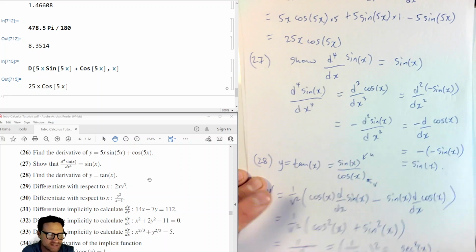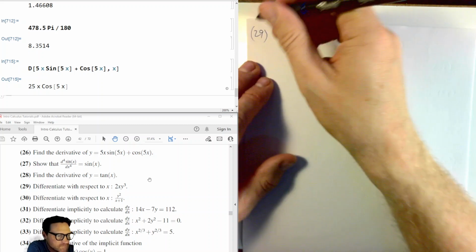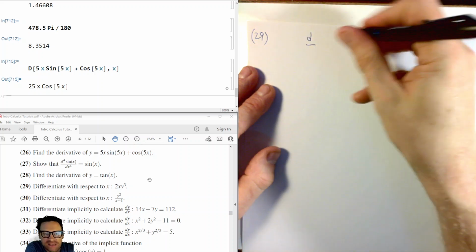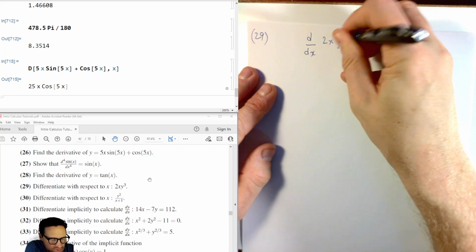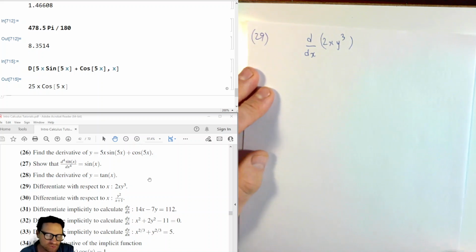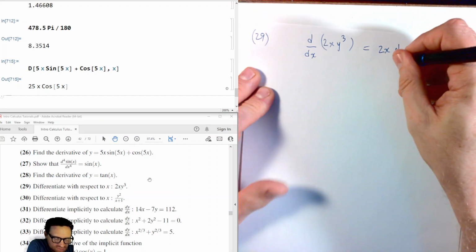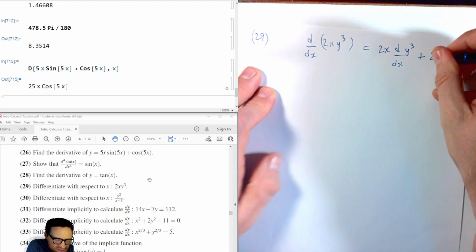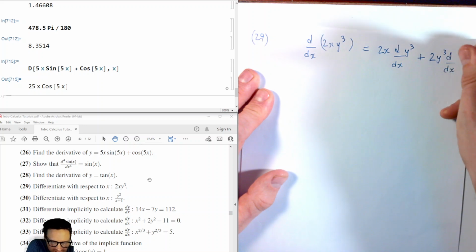Okay, question 29. Differentiate this with respect to x, so that's taking d on dx of 2xy cubed. Okay, so what we need to do is be very careful to use the product rule here. So 2x times the derivative with respect to x of y cubed, and then plus the other way around, 2y cubed d on dx of x.